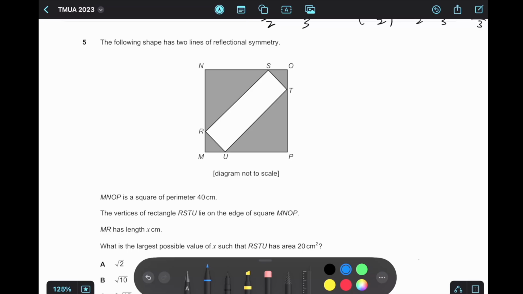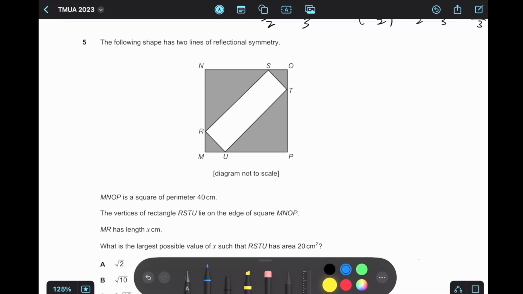Moving on to question 5, we know that the following shape has 2 lines of reflectional symmetry, and the shape is drawn here. We know that MNOP is the square of perimeter 40 centimeters, and the vertices of rectangle RSTU lie on the edge of square MNOP, and that MR has length x cm. So the question is, what is the largest possible value of x such that RSTU has area 20 centimeters?